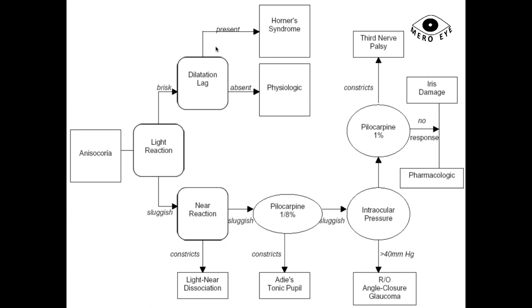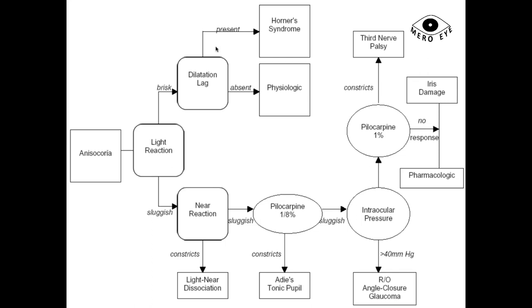If the light reaction is sluggish, we have to look for the near reaction. If the near reaction is good, then we think about light near dissociation. But if both the light and near reaction are sluggish, we have to think about Adie's pupil. So we add 0.125% pilocarpine. If it constricts to that, then we confirm that it is Adie's.